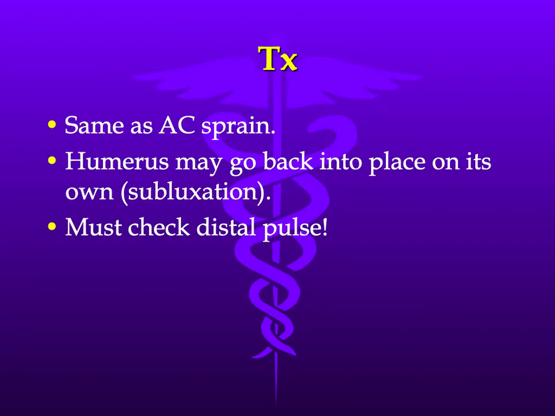Basically the same as an AC joint. We want to put them in a sling. Need to make sure they don't have a fracture. If this is the first dislocation, we treat it differently than if it's a chronic dislocation. So if it's the first dislocation that happened, never had a dislocation before, we want to get them to the emergency room, or if you have a relationship with your doctor, get them to the doctor's office that quick. But they're going to need to have x-rays to make sure they don't have a fracture somewhere.